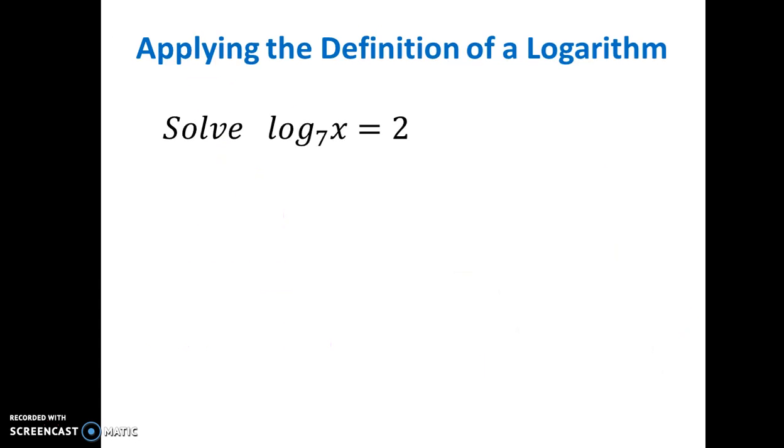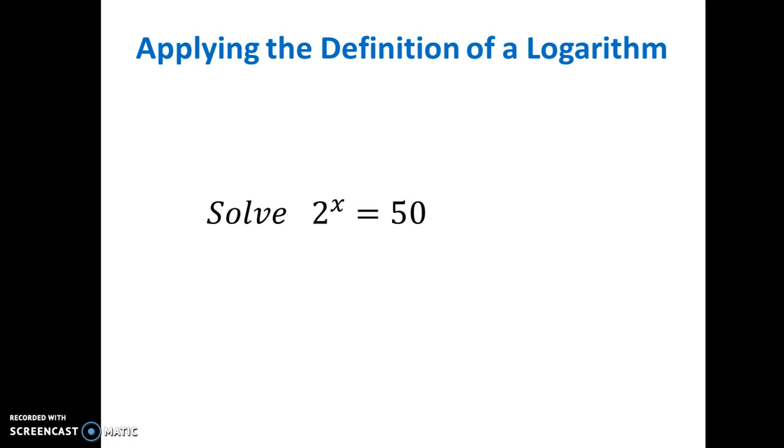All right, time for you to take some notes. In your notebook, let's add some examples first. Our title is applying the definition of a logarithm. We have this simple one to start, but let's solve this. Again, x is hidden within the log statement, so we're going to change it to exponential form in order to take x out of that log. So 7 squared equals x. That means x must be 49.